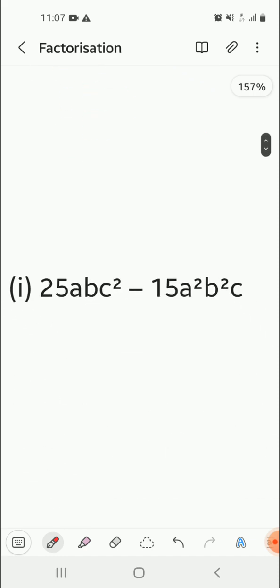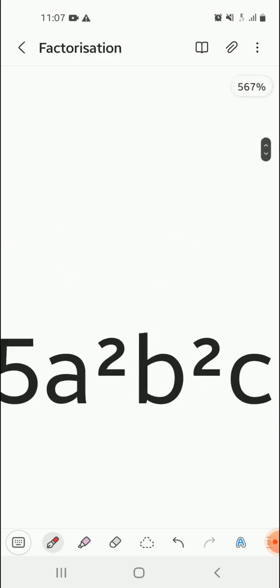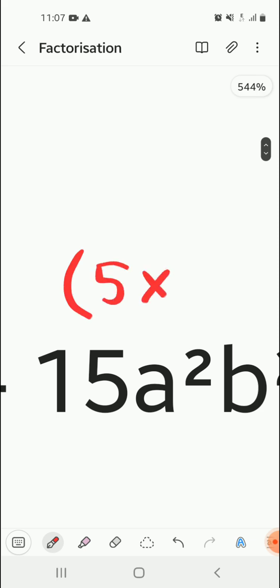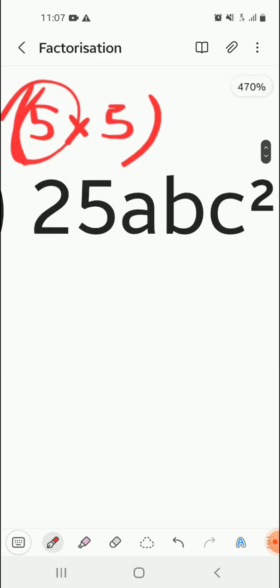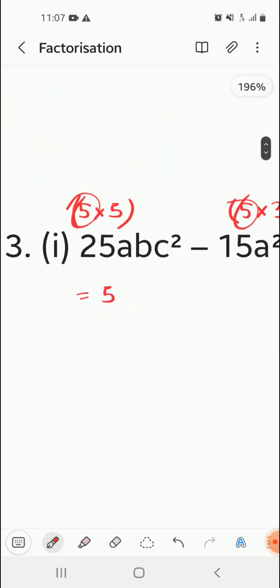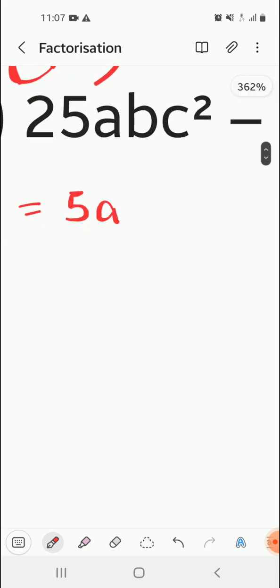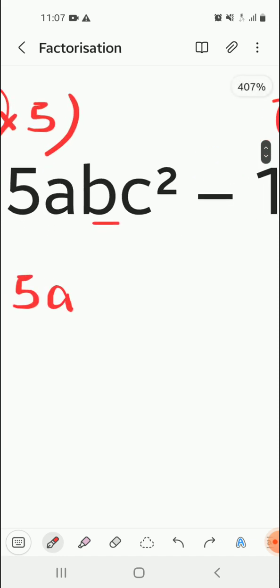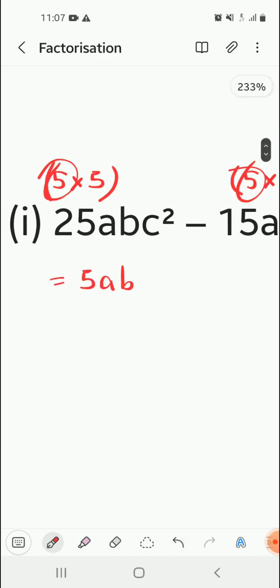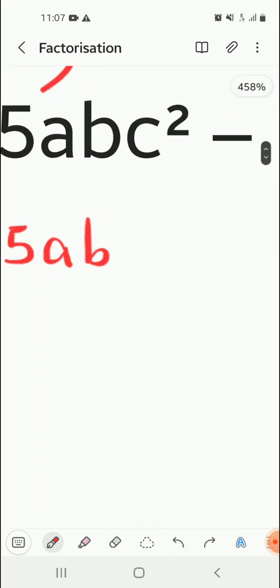Moving on, number 3. We have got 25 and 15. How do we write 25? It is actually 5 into 5. And 15 is written as 5 into 3. So here the common factor that we have is 5. So write the HCF first, that is 5. Here we have got an a, here we have got a square. So a is common for both. So we are going to write a. Here b is common. Here there is b square. So again b is common for both. So we are going to write b. C square and we have got c here. Only c. So c is common. So we are going to write c here.